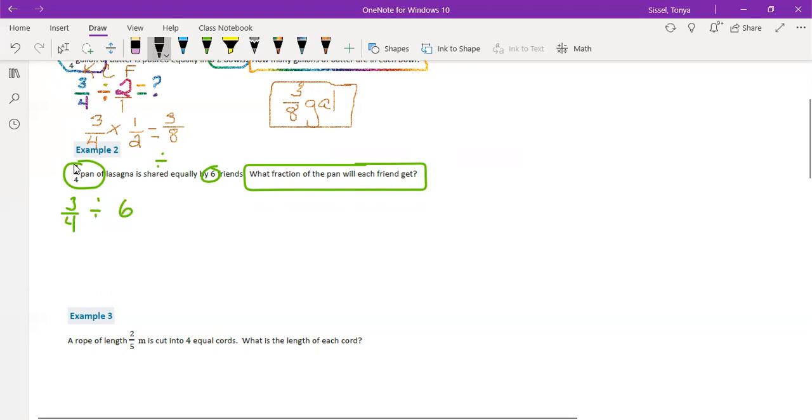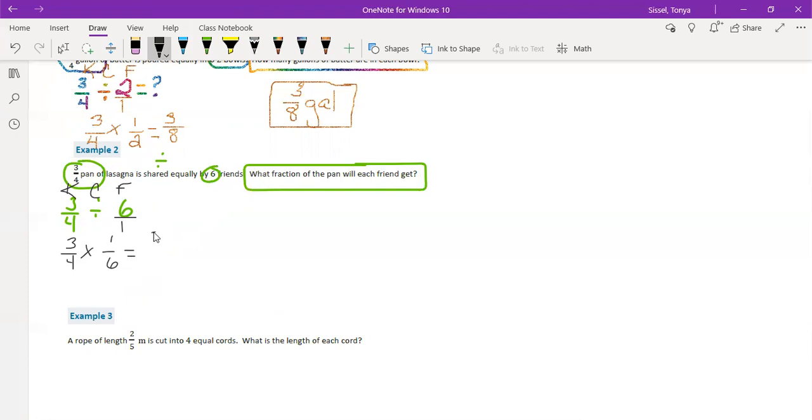And like I said, I want to see keep, change, flip. For every single one, I want to see that KCF up there. So we're going to keep this, so 3/4 stays 3/4. We change this. Now we have times, multiply instead of divide. And then 6, remember, we put it over 1 for the denominator, and then we flip it upside down, 1/6.